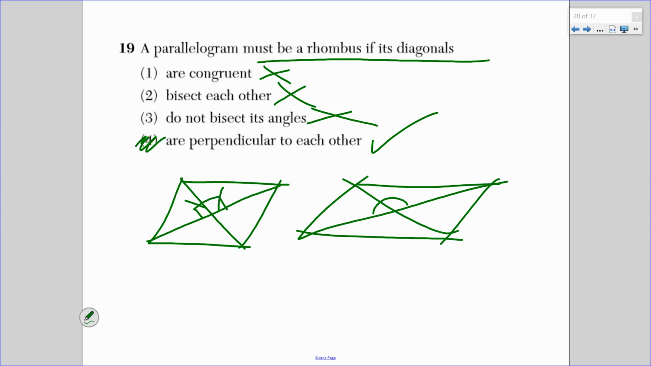You need to know the ways to prove your different shapes. Rectangle: congruent diagonals, or right angles. Rhombus: consecutive sides congruent, diagonals bisect the angles, diagonals perpendicular. And square: one of the things from rectangle, one of the things from rhombus.